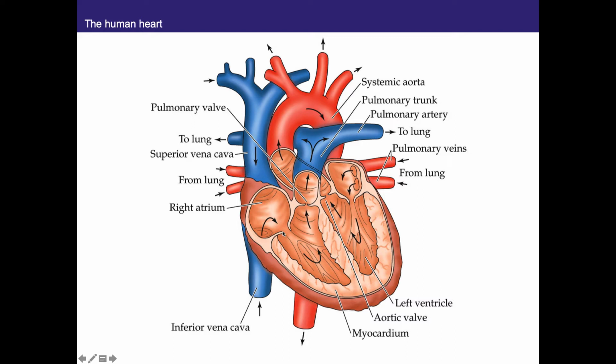So I'll go to the document camera here, just write that down. Zoom in a little bit here. All right, so the tricuspid valve is equal to the right AV valve. And AV means atrioventricular.